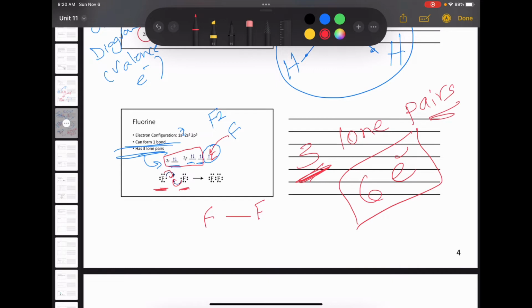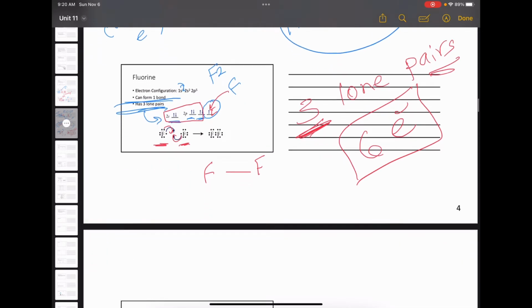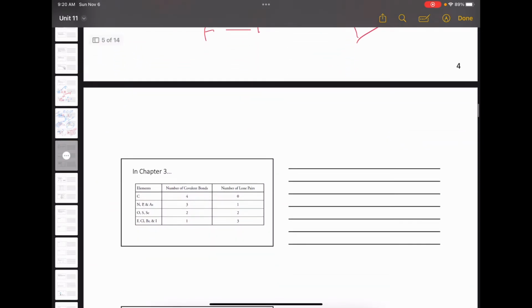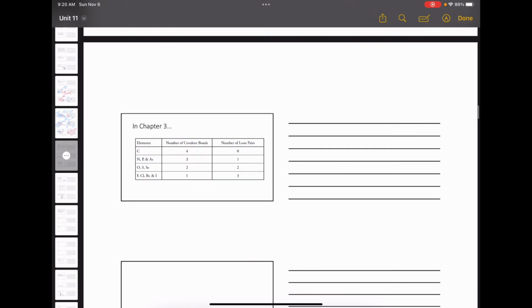Those are not involved in the chemical bonding. So we always try to find which electrons are single electrons sitting in the orbital diagram, because this will determine how many bonds that atom is able to form.